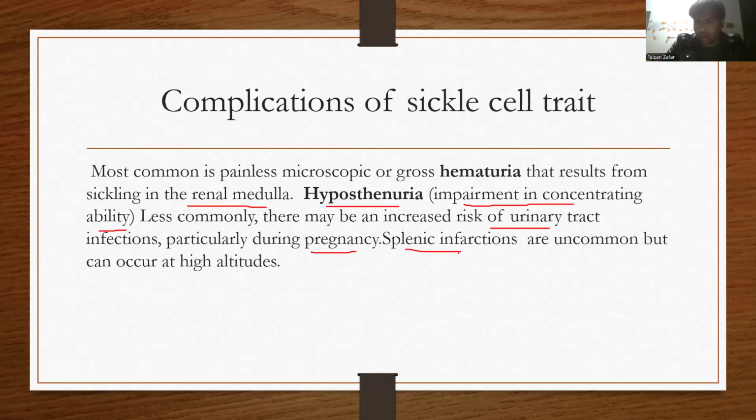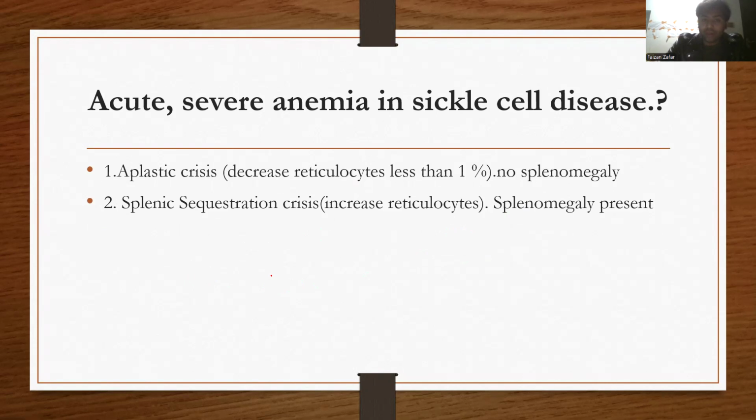Is it uncommon in sickle cell trait, but is it common in sickle cell disorder? Okay, is splenic infarction occurring at high altitude? Okay, acute severe anemia in sickle cell disease has two causes: aplastic crisis and splenic sequestration crisis.